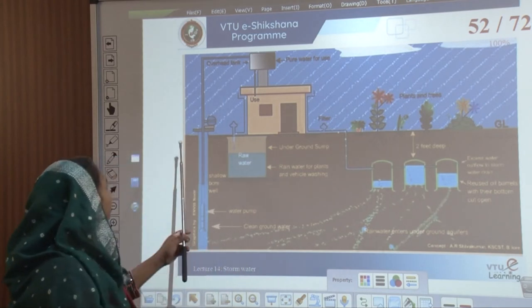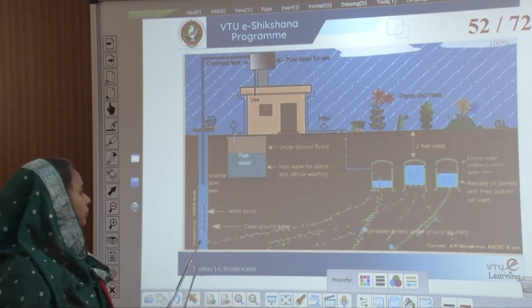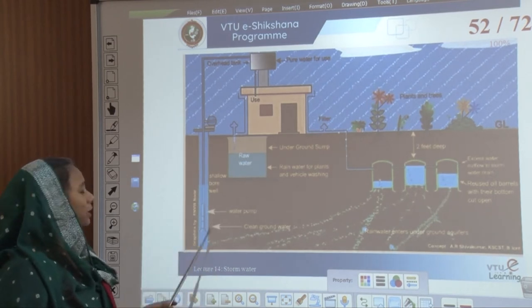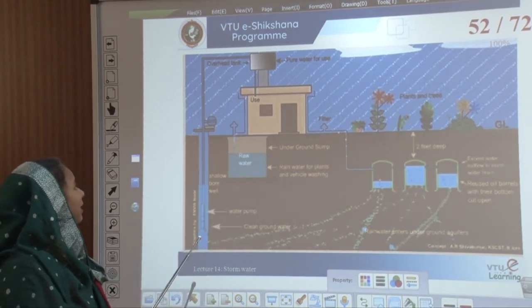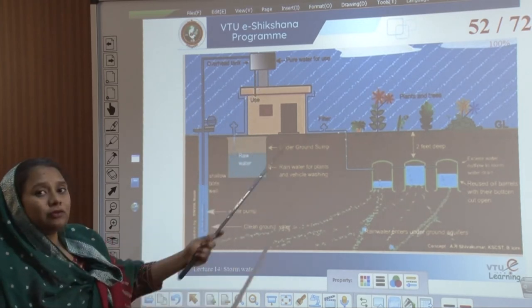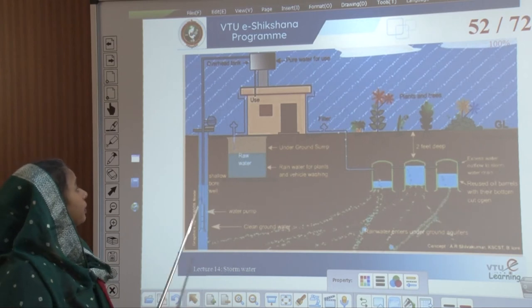So, what happens is you would also have a pump. All your clean groundwater would be here. You would have a water pump, like a bore well or something, and this would pump out all the water into the overhead tank, and you would use this water for your purposes.